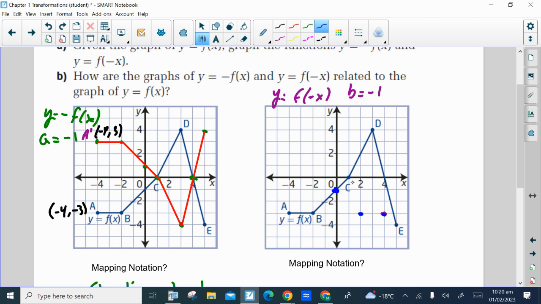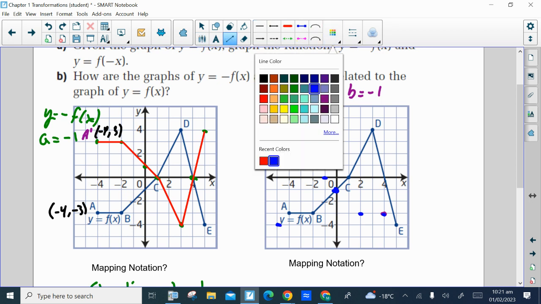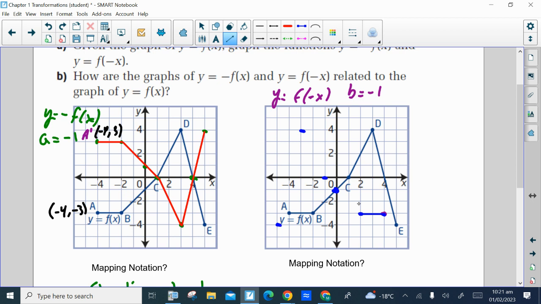Okay, point C is 1 unit to the right of the y-axis. That'll reflect 1 unit to the left. D is 3 units to the right. That'll reflect 3 units to the left. And E is 5 units to the right. That'll reflect 5 units to the left. We can now join all these points with a series of lines to get our new graph.